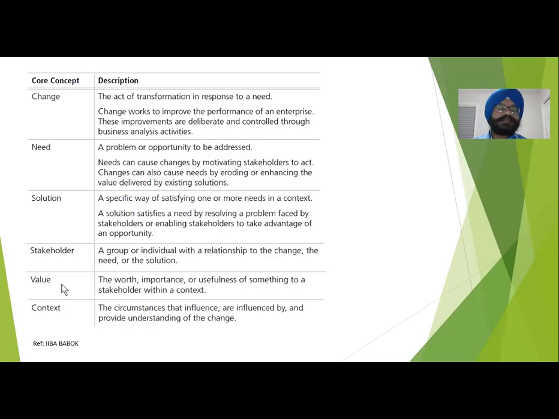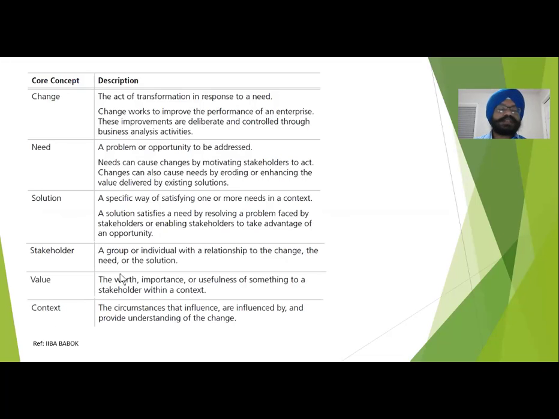Value. So this is what exactly worth or usefulness we are providing to the stakeholder. That is called the value. So we may build something wonderful, everything is perfect, but if it is not adding any value to the stakeholder, it's going to be useless to that person. So usefulness is very important there. Context, that means all the circumstances that influence. So basically, context means how do we understand that particular change? Whether we are creating a new software or new system, whatever, what exactly is the context of that?